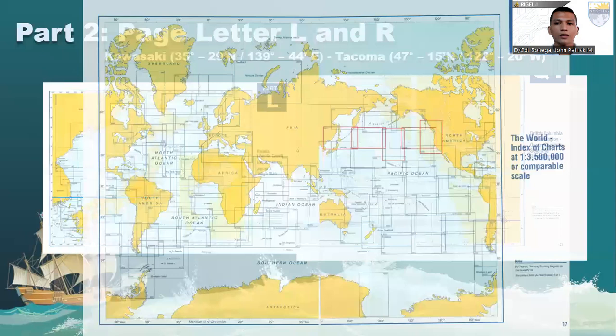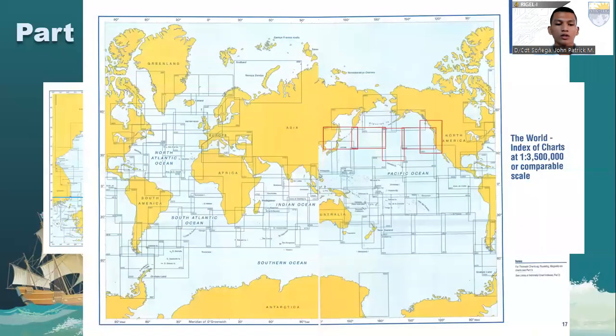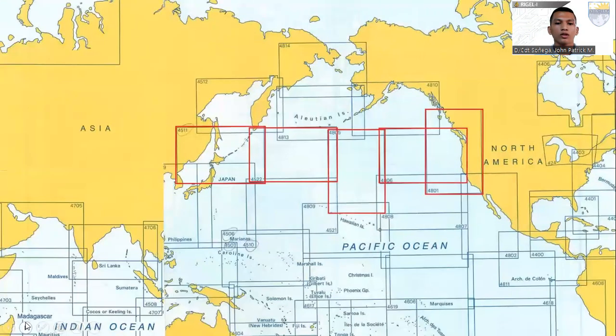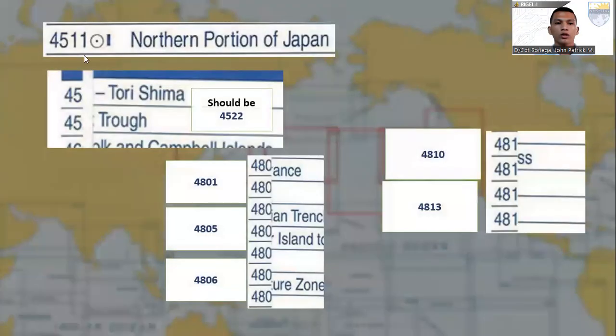After that, we will now go to the A1 because it covers our route plan, and we have the chart numbers 4511, 4522, and 4801, 4805, 4806, 4810, 4813, and that's all.